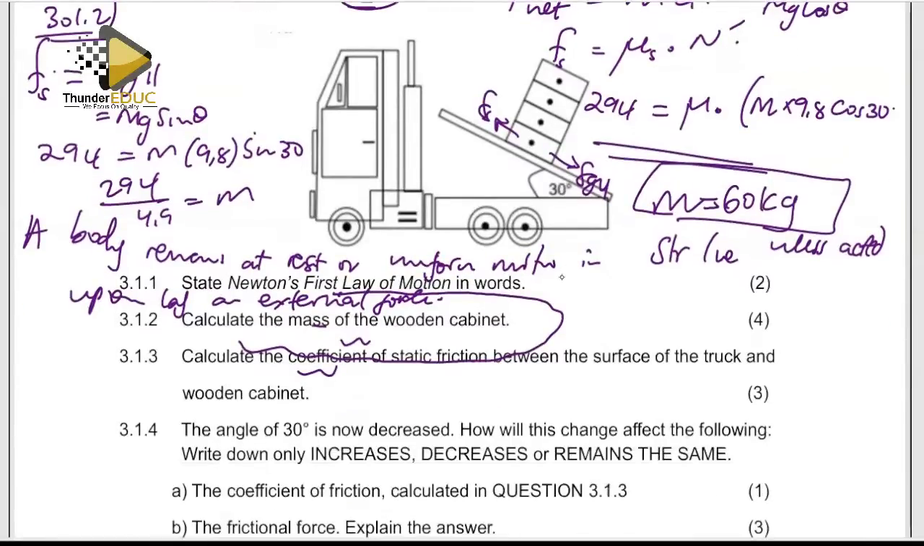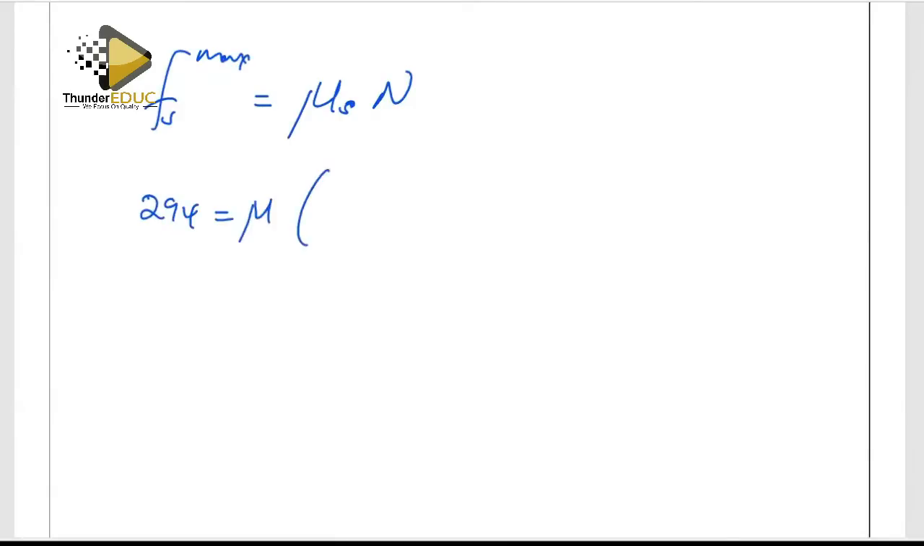If m is 60, then they want us to get the coefficient. So we can apply whatever we were doing initially. Fs max, the maximum static friction, should be equivalent to mu multiplied by the normal force. So 294 is equal to the mu, which we don't know, and then this N is going to be mg cos of theta. So 294 is equal, why don't we divide?